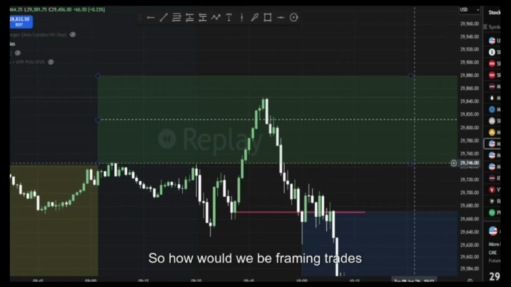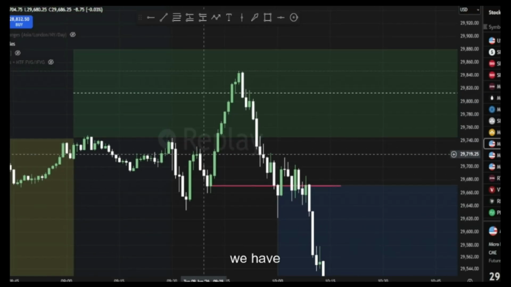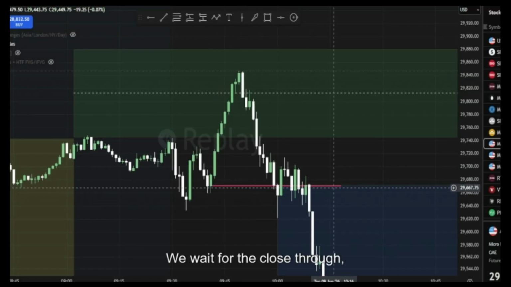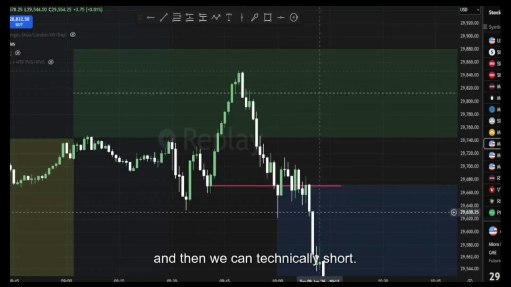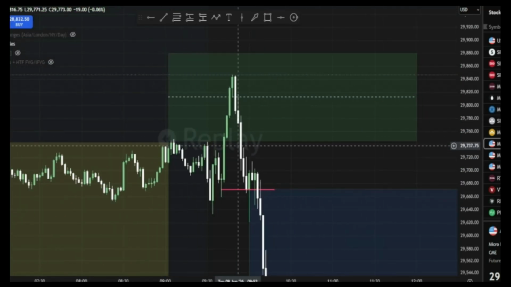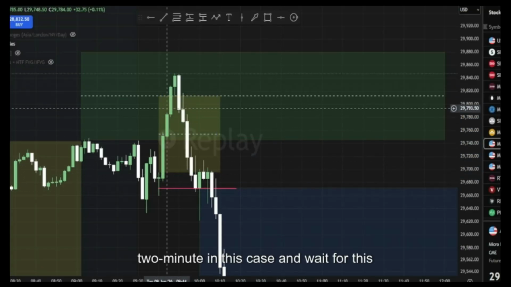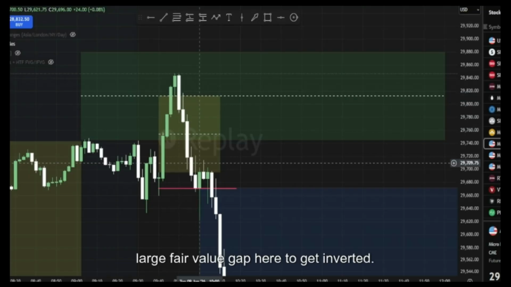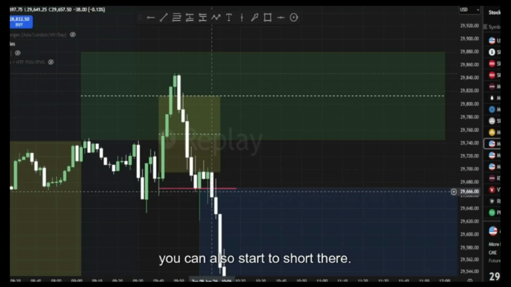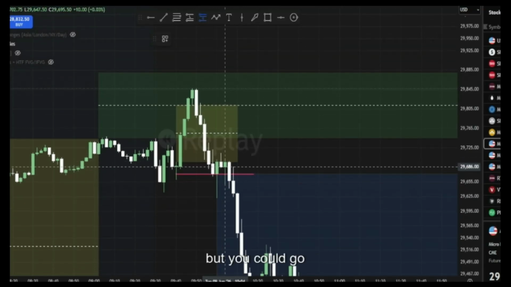So how would we be framing trades using the power of 3? Well, we have the leg up that creates the manipulation. We wait for the close through, and then we can technically short. And this is going to look different depending on the time range that you're on. Some people may choose to use the 2 minute in this case and wait for this large fair value gap here to get inverted. Once you start to see this rejection on the inversion, you can also start to short there. Either way works.